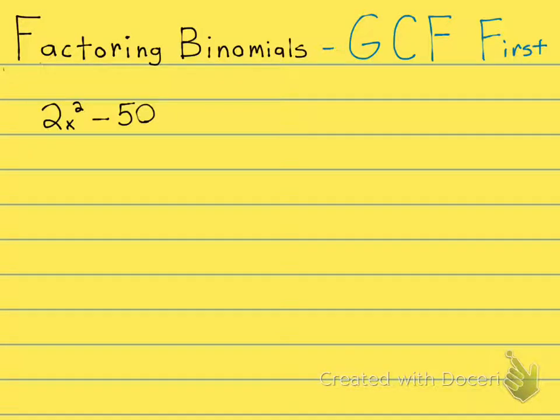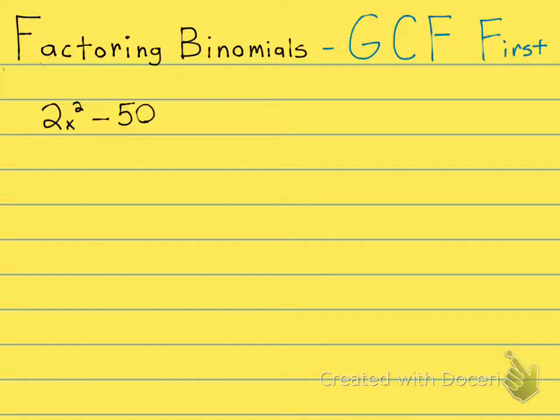We have a factoring binomial problem. Should be the difference of two squares. And if you notice in the title there, we are going to have to take out the GCF first. If you look at this problem, and we're looking for the difference of two squares, well, is 2 a perfect square? No. Is 50 a perfect square? No, 50 is not a square.